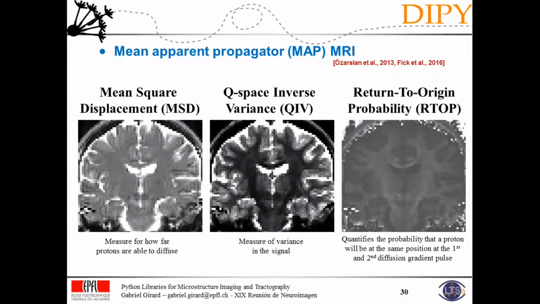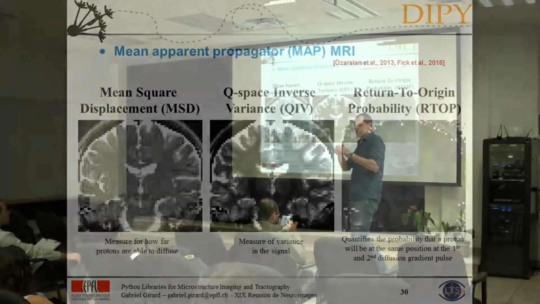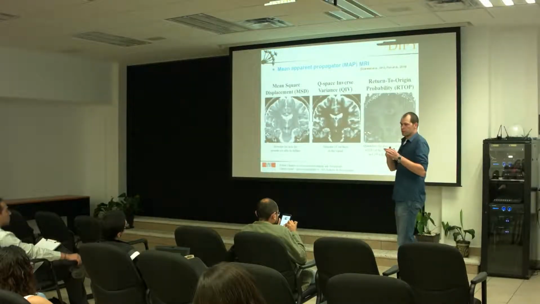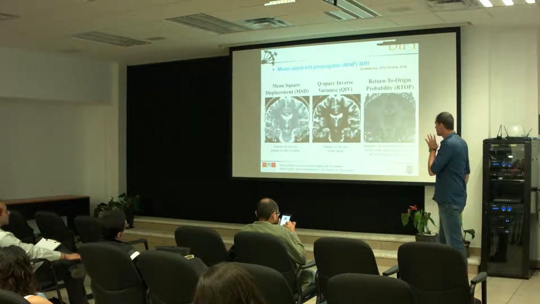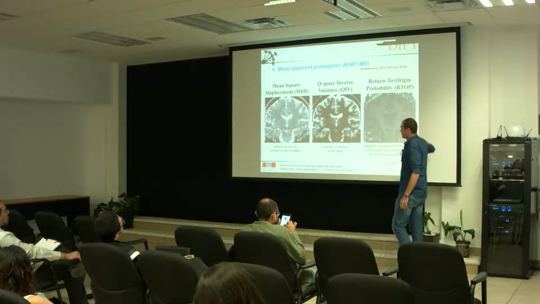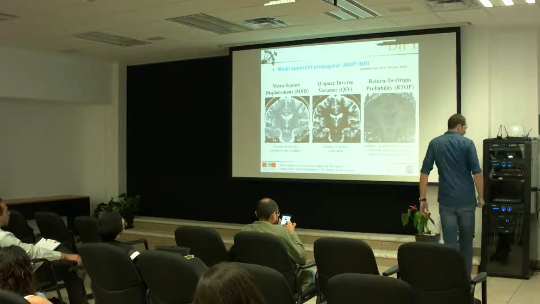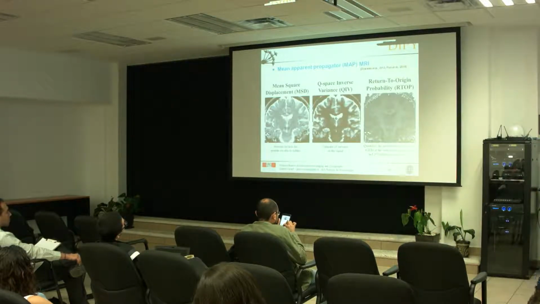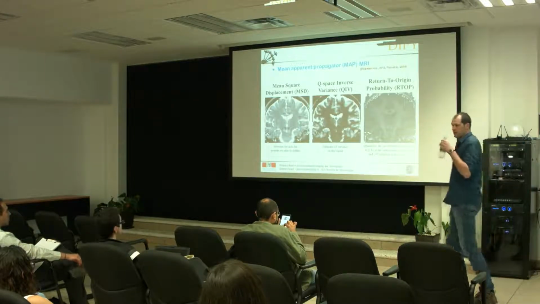And maybe one last is the RTOP metric, which quantifies the probability that a water molecule returns to its origin position between the two diffusion pulses. So it's just a way to get metrics out of the modeling of your signal. And there are many others if you want to look at the MapMRI paper, and most of them are implemented in DIPY.